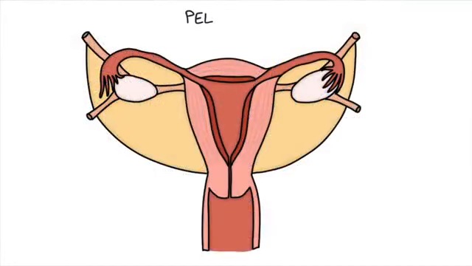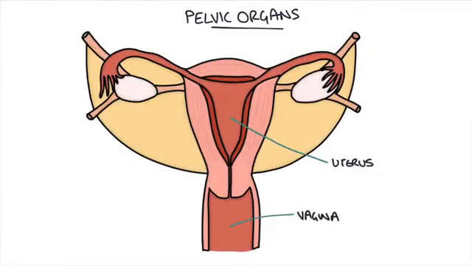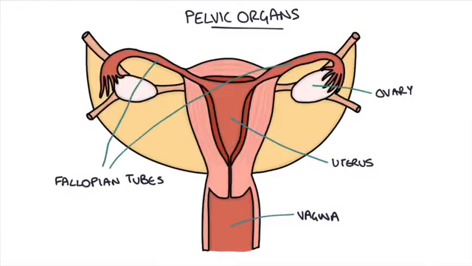Then you have the pelvic organs. So there's the vagina, the uterus where the babies grow, the fallopian tubes, and the ovaries. The ovaries are where the eggs develop, and then when they're released, they get fertilized in the tubes and they travel down the fallopian tubes and settle in the uterus, and that's where the babies grow.